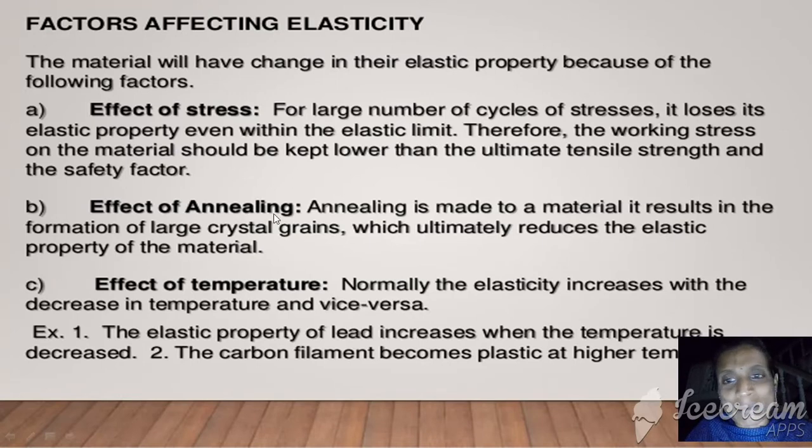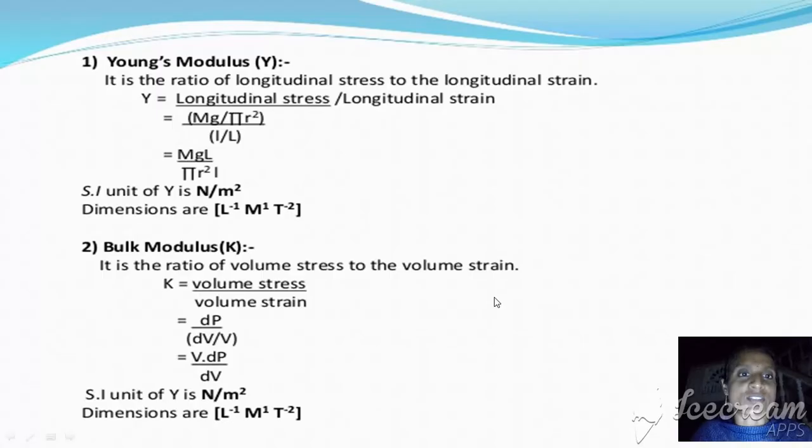Later, annealing the material results in the formation of large crystal grains, which ultimately reduces the elastic property. Elasticity is not a permanent property. Later, the effect of temperature: elasticity increases with decrease in temperature. So the elastic property increases when the temperature is decreased. The carbon filament becomes plastic at higher temperatures.